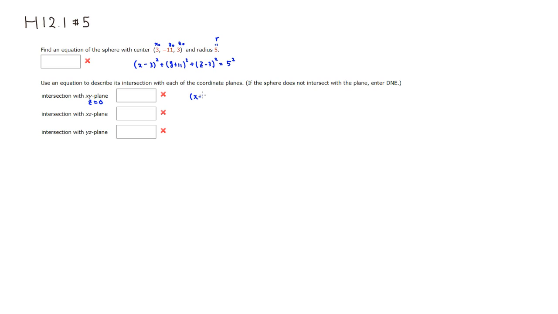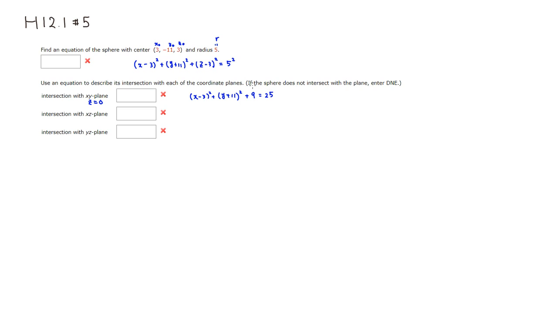So you have x minus 3 squared plus y plus 11 squared. Now we put 0 there, so it's going to be negative 3 squared, that'll be 9. Actually, sorry, I messed that up. This is going to be an addition there. Addition, right? Then this is equal to 5 squared, which is 25.